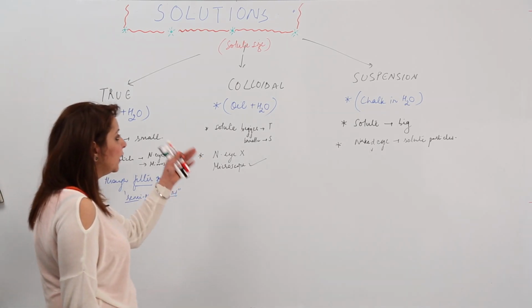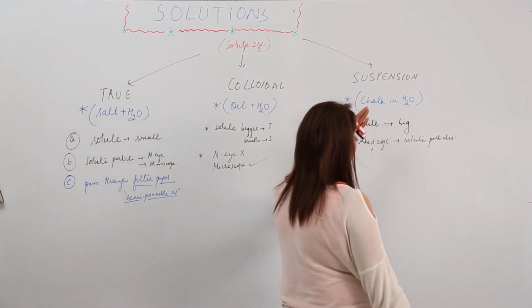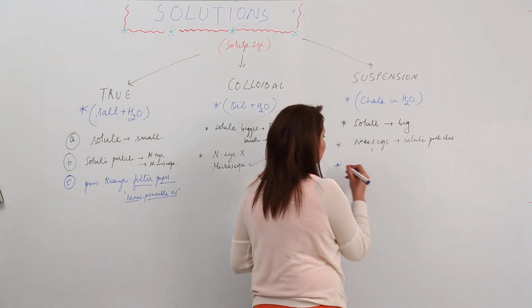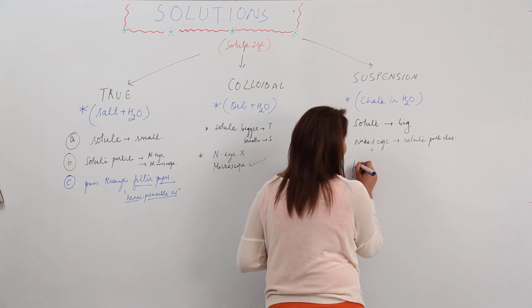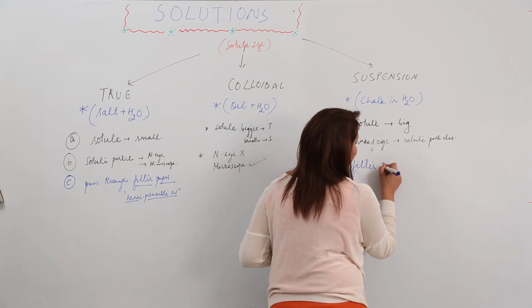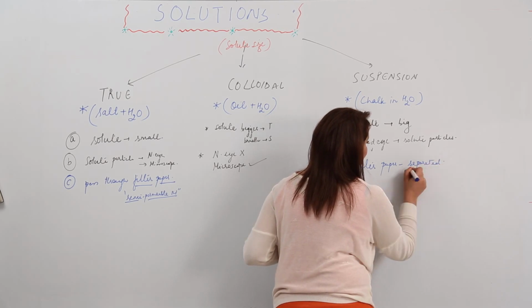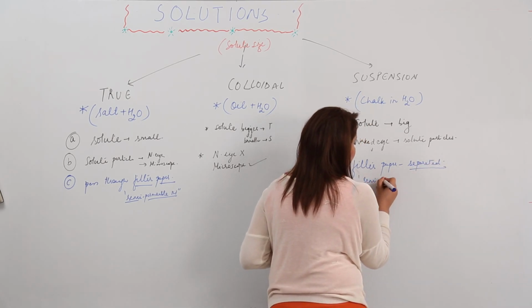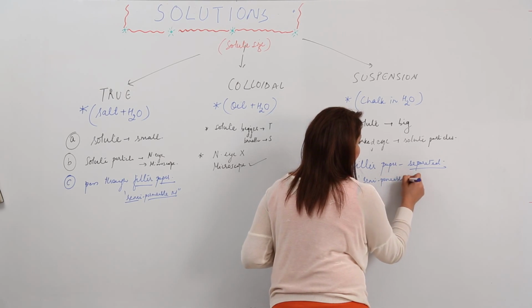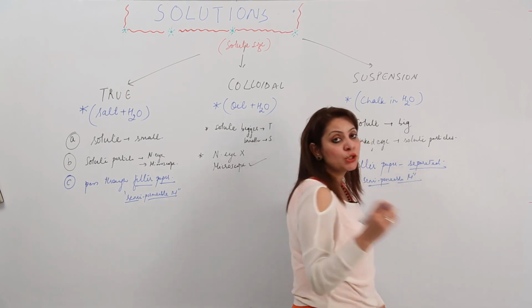But when we take a suspension and make it pass through the filter paper, the solute particles are stopped by the filter paper. So the solute particles get separated by the filter paper or a semi-permeable membrane. The reason being the particle size is too big.